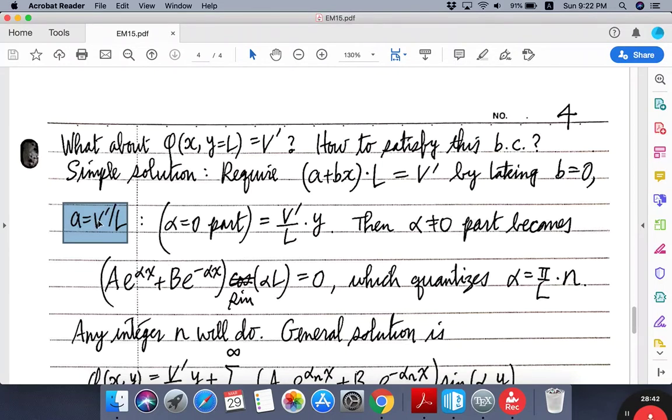So that requires us to set A to be equal to this potential V prime divided by L. Okay, so as a result, the alpha equal to 0 part of the solution has to be like this.